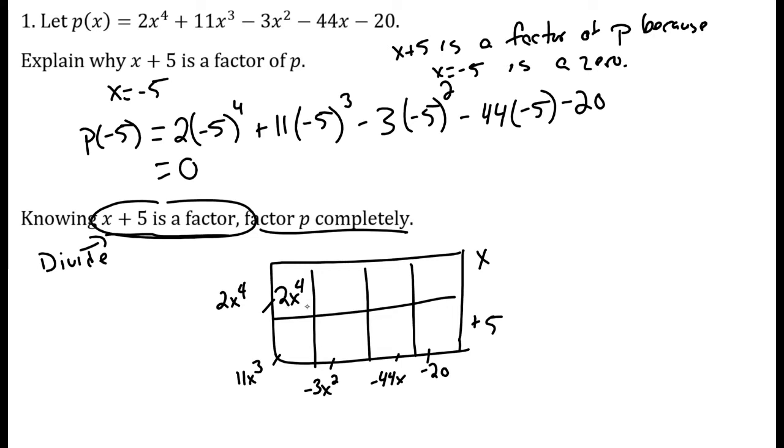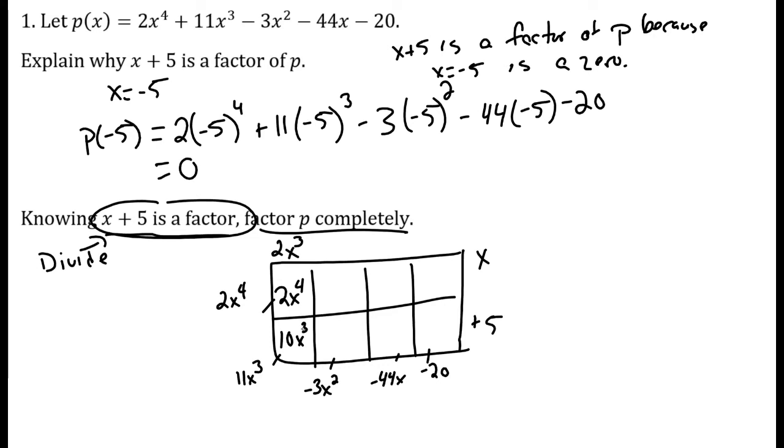So what times x is 2x to the fourth? 2x cubed times x is 2x to the fourth. We multiply down just like we would if we were doing long division. And if you're doing long division, the steps and the numbers are all going to be in the same space. It's just a different representation of it.